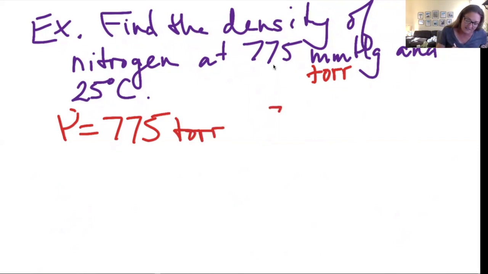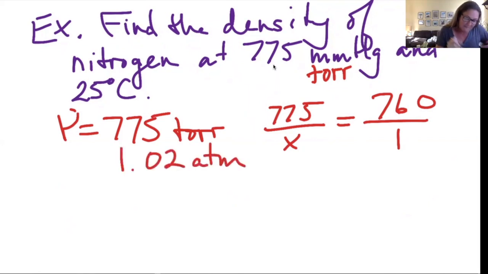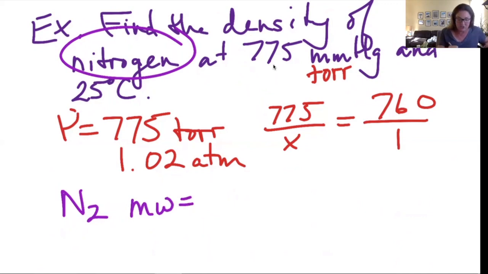So 775 over the unknown atm is equal to 760 over 1. And converting, 775 divided by 760 gives me 1.02 atm. Okay, we are talking about nitrogen. Is nitrogen diatomic? It sure is. It's N2, so the molecular weight I'm going to be using is the weight of 2 nitrogens, which is 28.